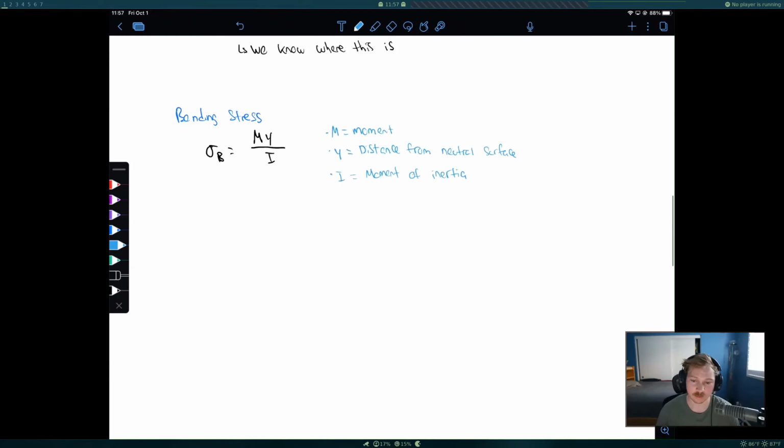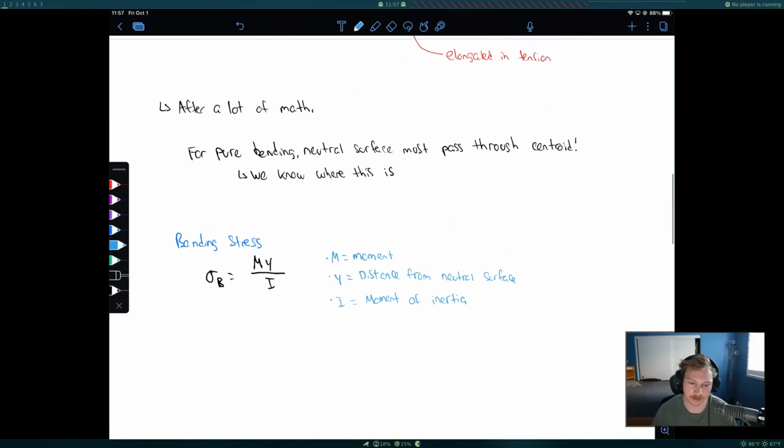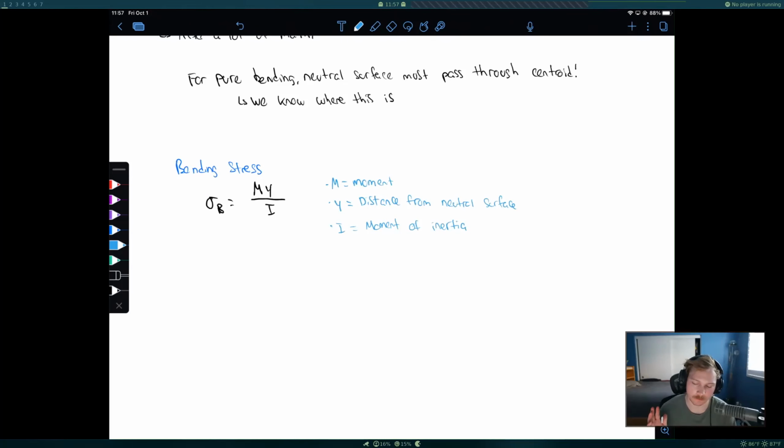Again, I is the moment of inertia. I'll write out the formula for that at the very end of class and show you how that's calculated. So M, the moment. Actually, before we do that, we now have the general formula for bending stress, but for our experiment, we want to find the maximum bending stress.